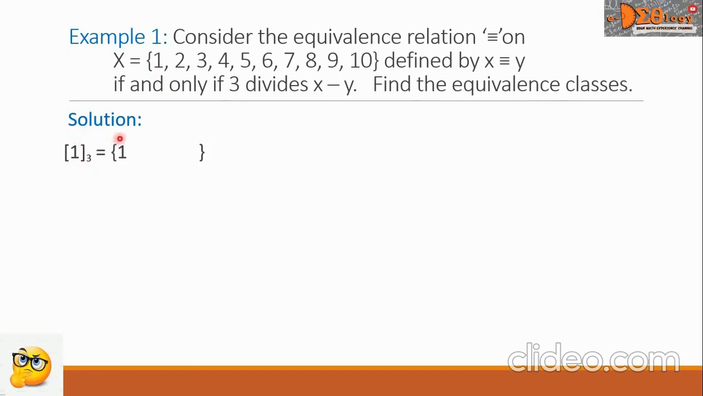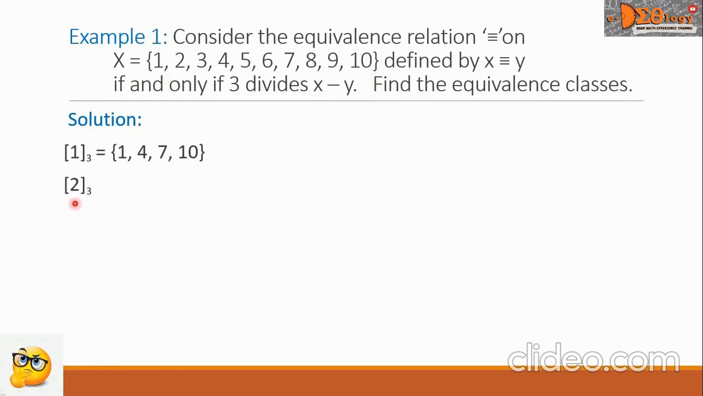The next element will be 1 plus 3, that will be 4. Next, 4 plus 3 equals 7. 7 plus 3 is 10. If we add 10 plus 3, the sum is 13, but that is out of the range of the set. So the elements of our equivalence class of 1 are 1, 4, 7, and 10.